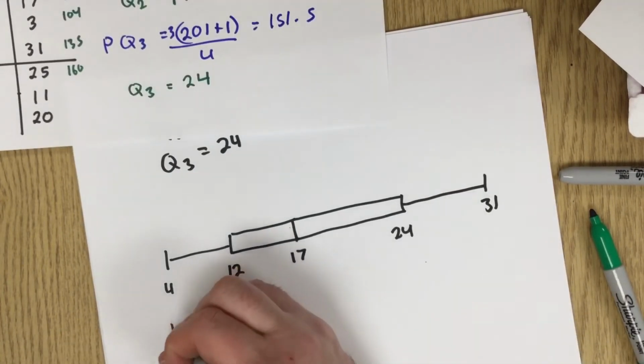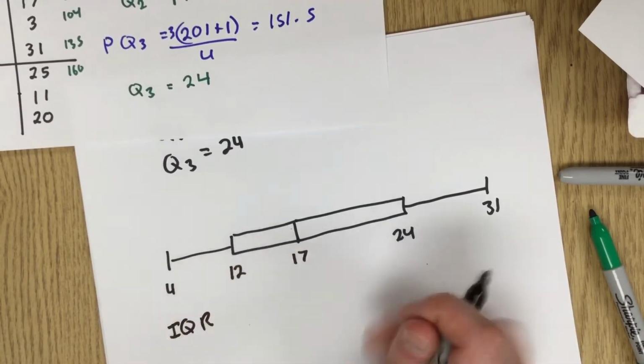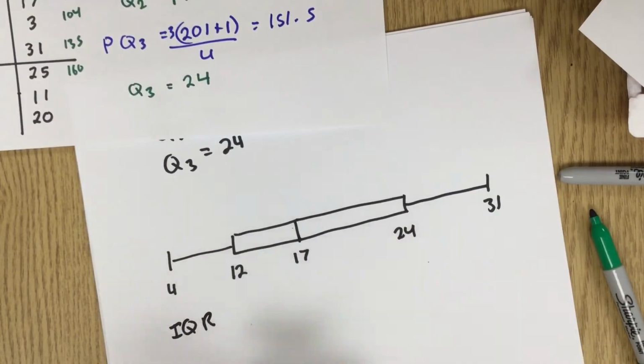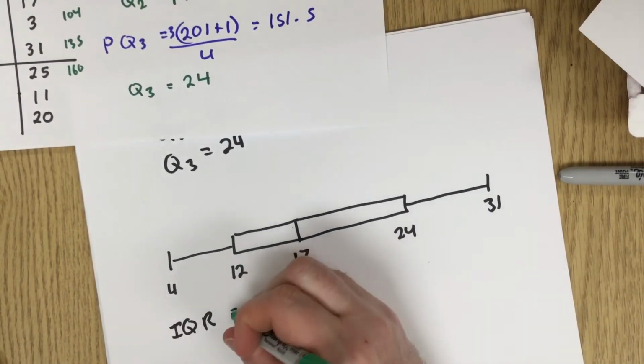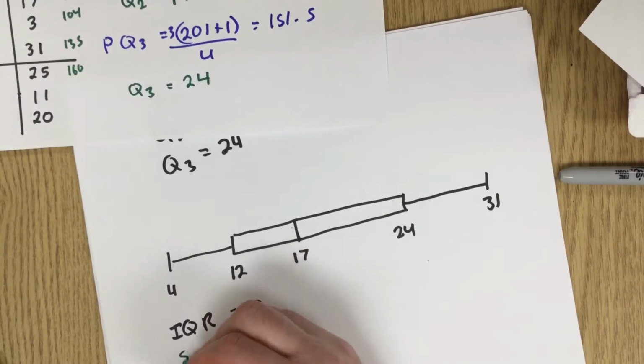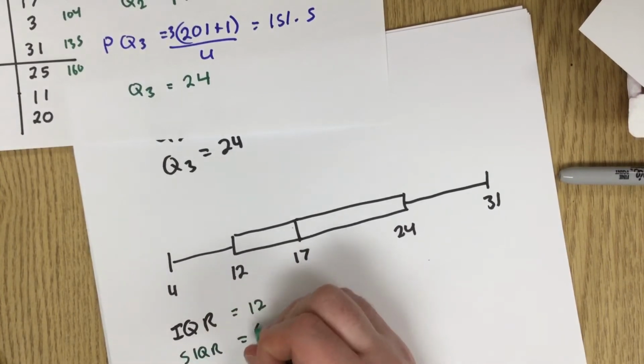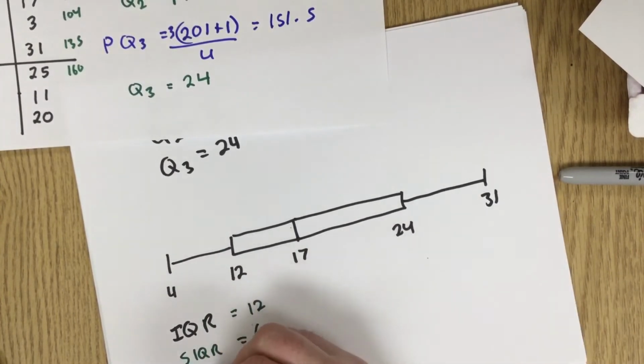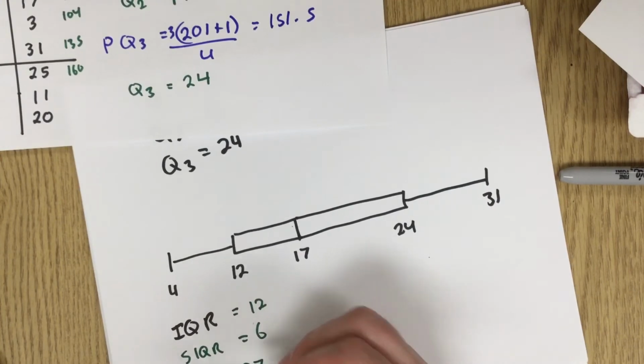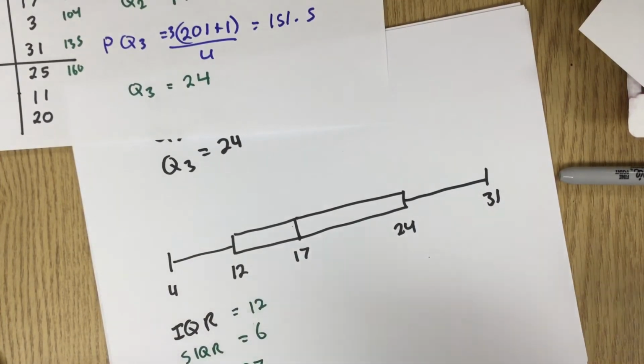And some values: the interquartile range, the box, is going to be 24 minus 12, which is 12, and the semi-interquartile range is going to be 6, and the range is going to be 27, like that.